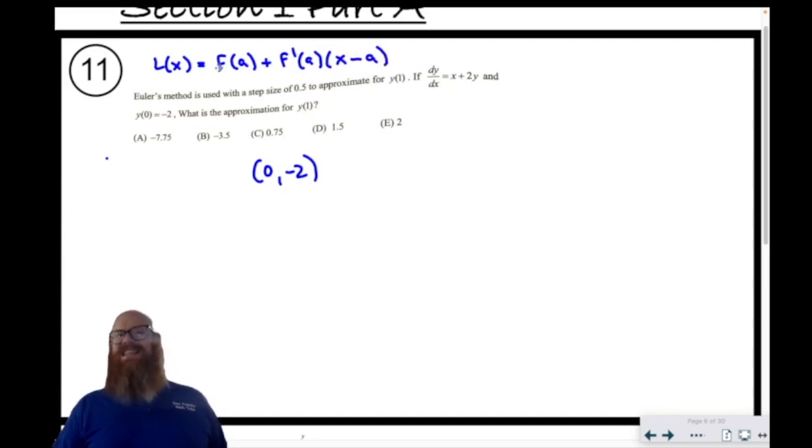So I just think of this. I know this isn't directly the exact formula you will see in a book with Euler's method, but all it is is just using the point slope formula over and over again, and the point slope leads to the linearization. So this is just what I think about in my head. So f of a is like our y value. So I'm starting at -2.